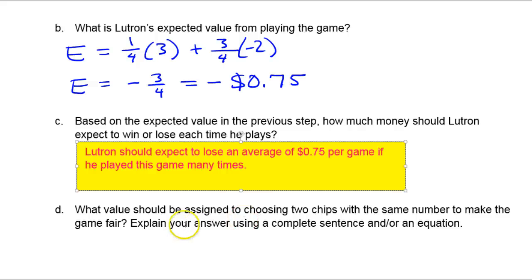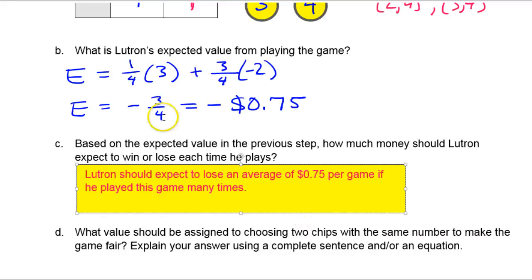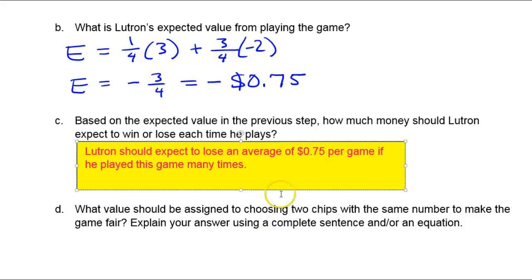Now, what value should be assigned to choosing two chips with the same number to make the game fair? Okay, well, to make the game fair, remember that means the expected value has to be 0. So this should be easy because we only have two possibilities. Either they're going to be the same or not the same.